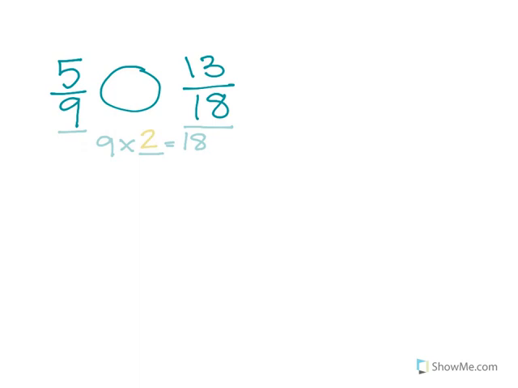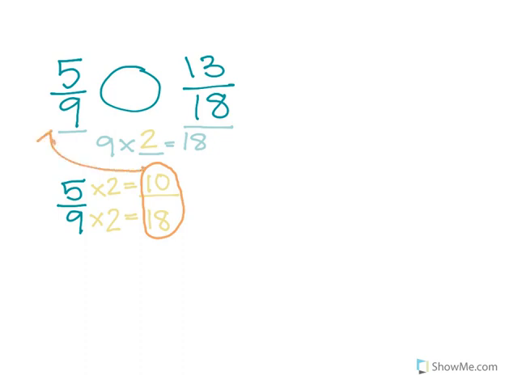So I take 5/9 and I want to multiply the denominator by 2 because it will give me 18. But if I multiply the denominator by 2, I also have to multiply the numerator by 2. So 5 times 2 would be 10. So my new fraction, right here, 10/18, is equivalent or the same as 5/9.